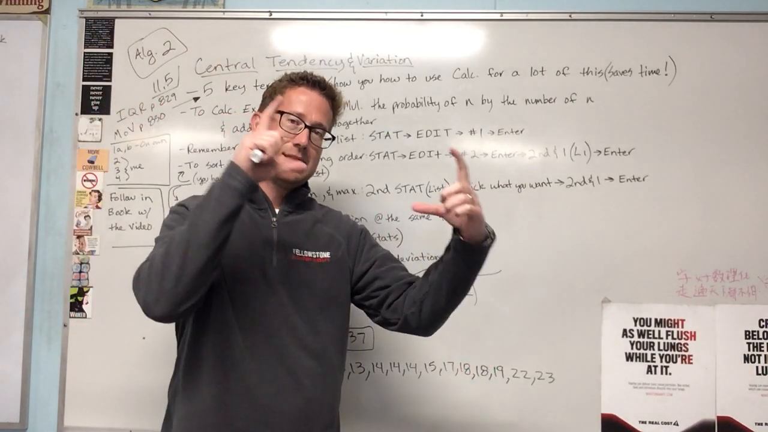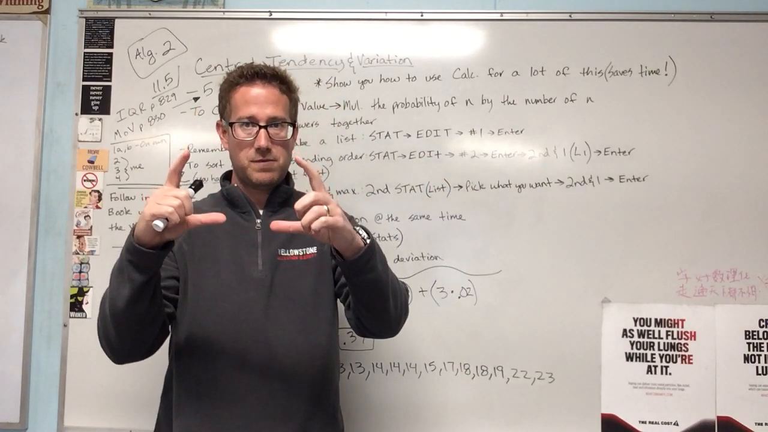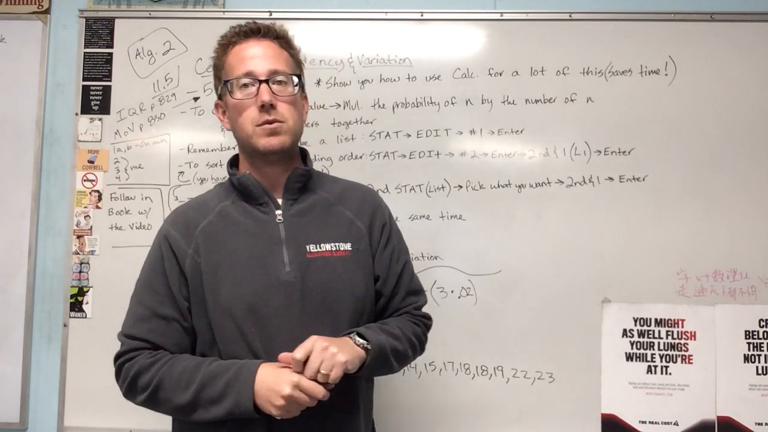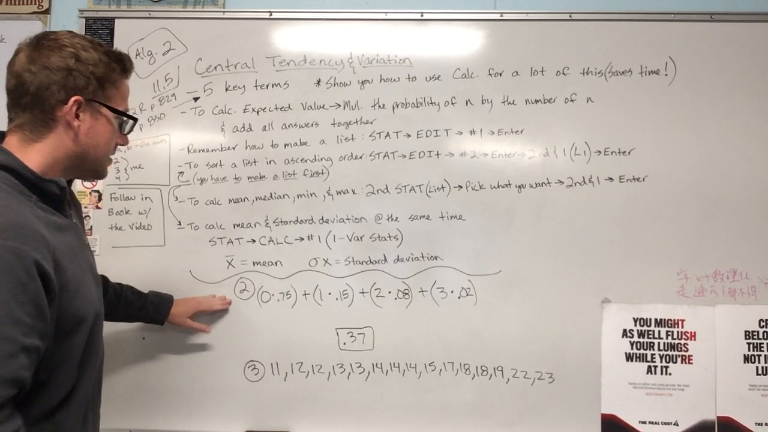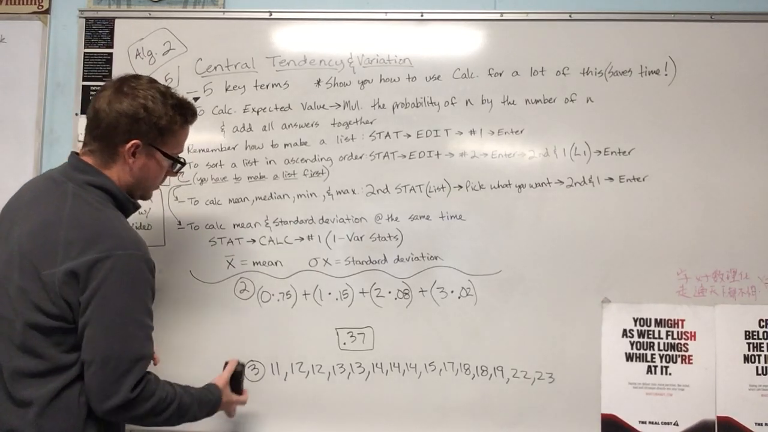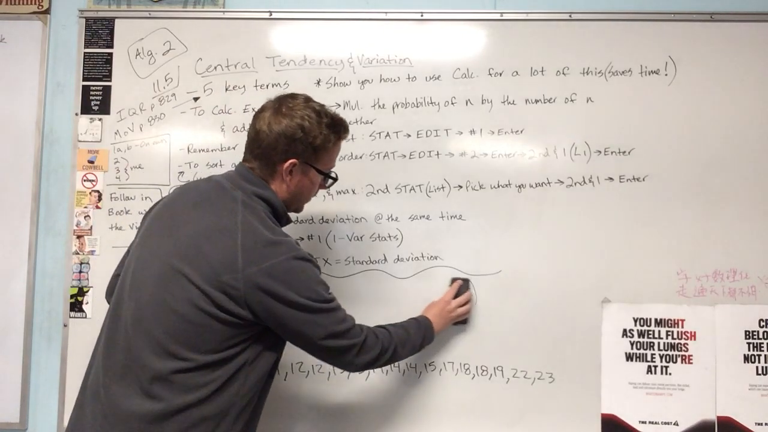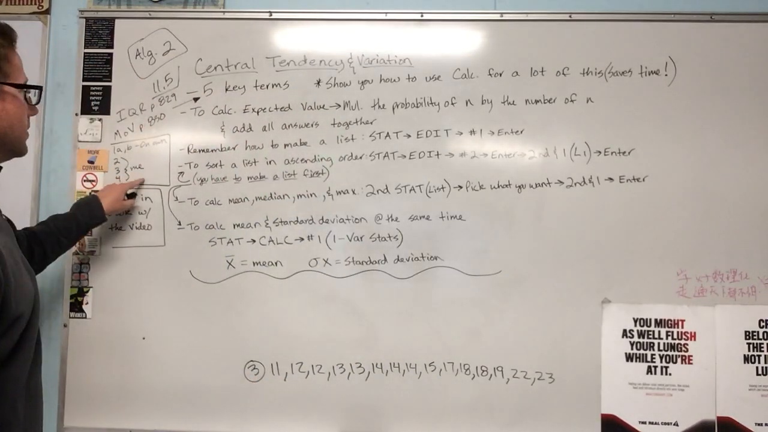Number of n times the probability of n, added to the same thing, number of n, probability of n, and you do that with however many numbers they give you in the chart. Okay, so that's for number 2. Now, we're going to need the space for number 2, so I'm going to erase this because eventually we're going to need that to get into number 3 and then finish out with number 4.